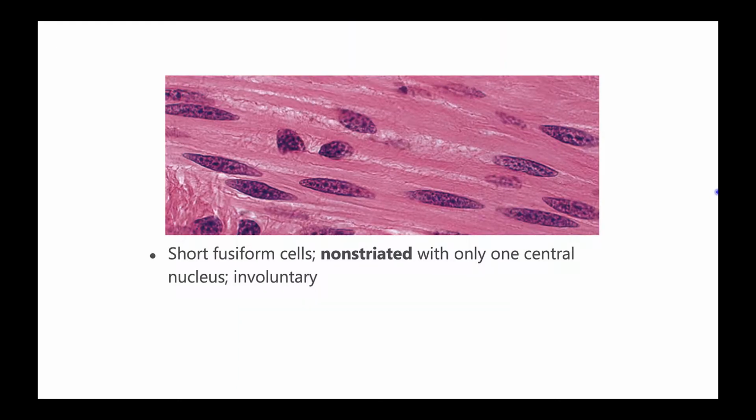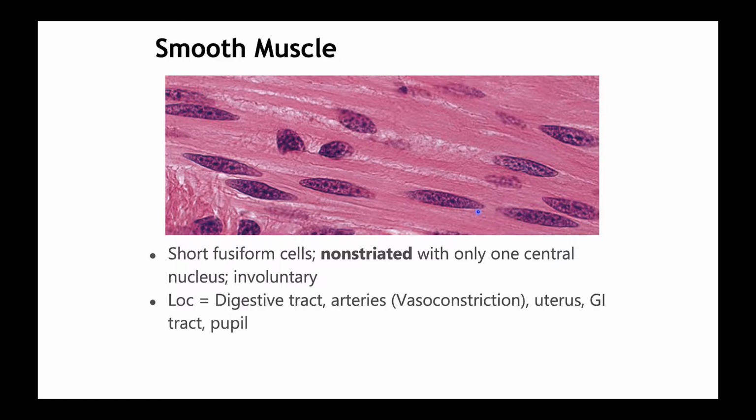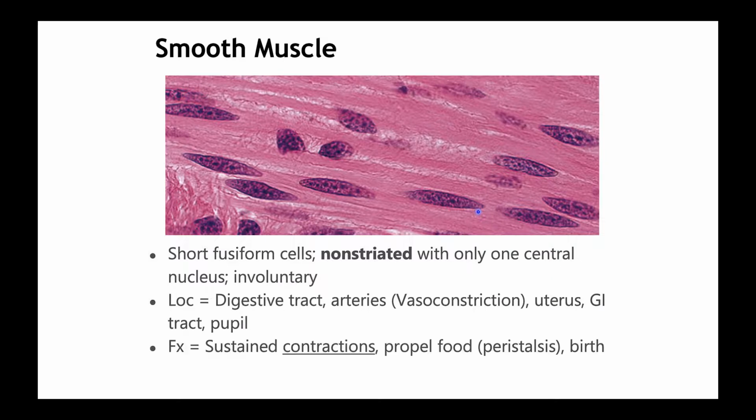This is our smooth muscle. We have these short fusiform cells. They're non-striated and they only have one central nucleus here. Smooth muscle is involuntary, so we are not controlling that. We find it in our digestive tract, in our arteries, the uterus, pupil, and this is responsible for sustained contractions. It helps move food through our digestive tract. We call this peristalsis. It also helps during birth. This is what's pushing the baby out.